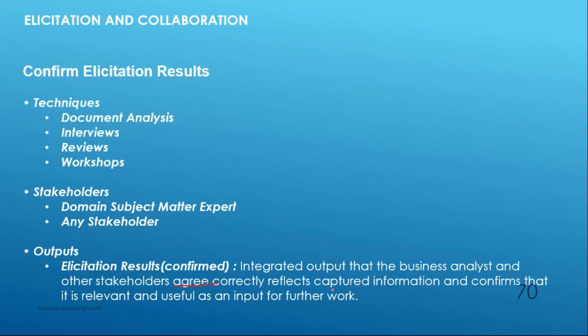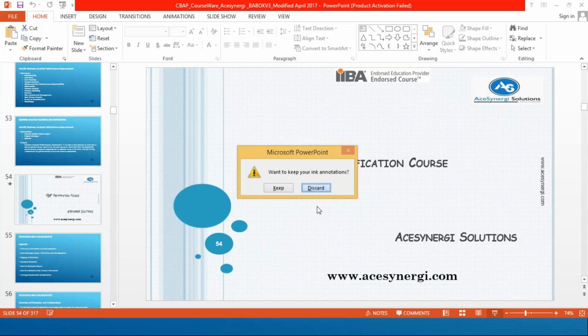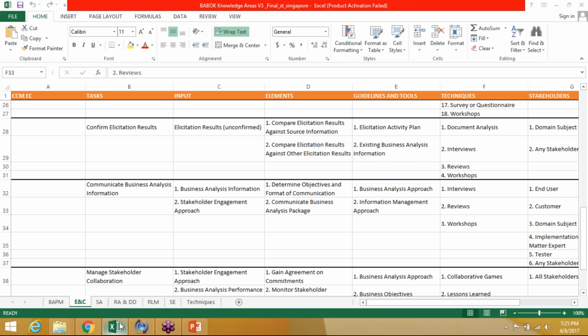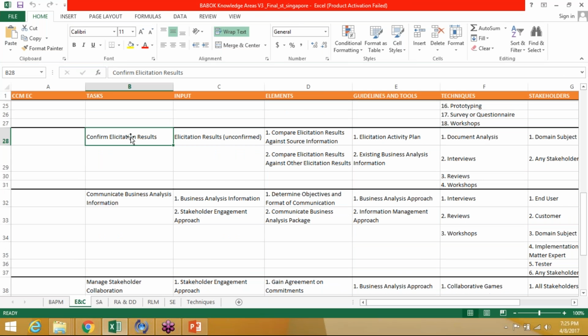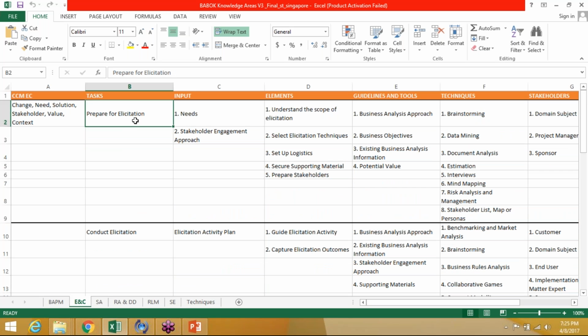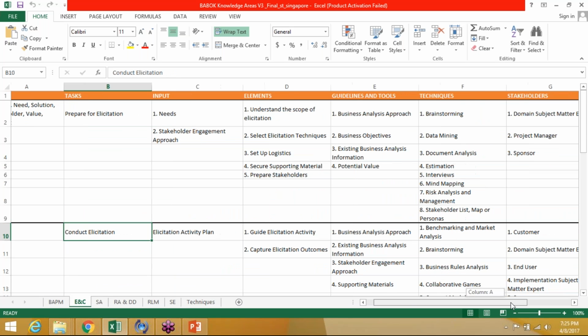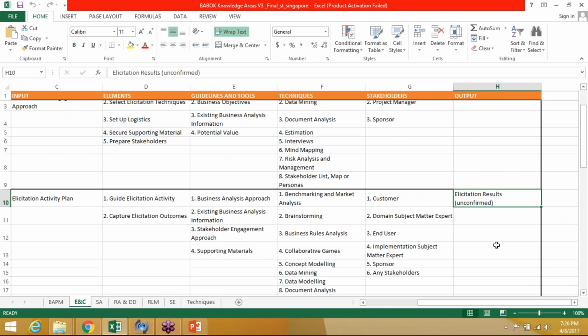Now, let's also have a look at the Excel sheet, which I always request you to look at. It is like a cheat sheet, consolidated information presented in a very concise manner in an Excel sheet. Let's have a look at that. This is the task that we are discussing today, which is confirm elicitation results. The previous tasks which we discussed in the previous session were prepare for elicitation and conduct elicitation. Prepare for elicitation had the elicitation activity plan, and your elicitation results.